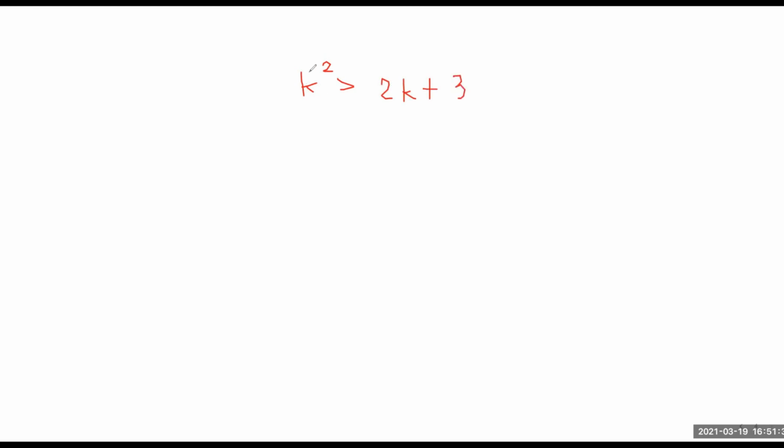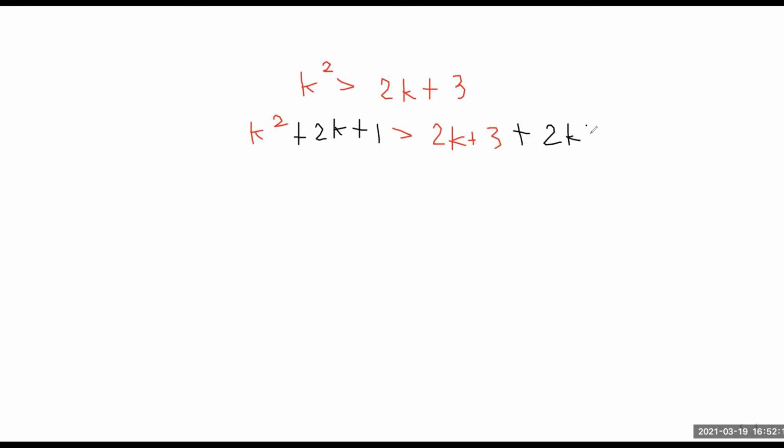But we have k squared and we need to get to k plus 1 all squared, so what we're going to do is add 2k plus 1 to both sides. So let's add 2k plus 1 to both sides. You notice I put it in black because we're adding 2k plus 1 to both sides out of nowhere. That's going to be 2k plus 3 plus 2k plus 1.